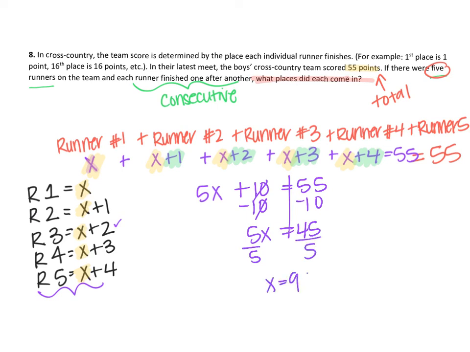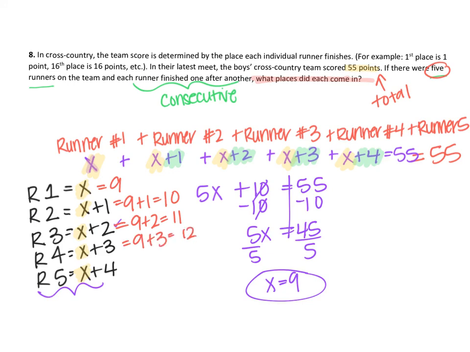All right, so now I can figure out what all of my places were. So runner number 1 came in 9th place. Runner number 2 came in 10th place. Runner number 3, 9 plus 2, is 11th place. Runner number 4, 9 plus 3 makes 12th place. And lastly, runner number 5, I would do 9 plus 4, and I get 13th place. So these runners came in 9th, 10th, 11th, 12th, and 13th.